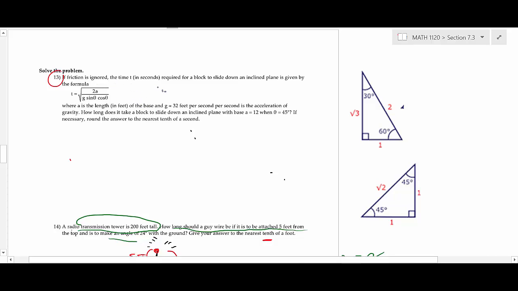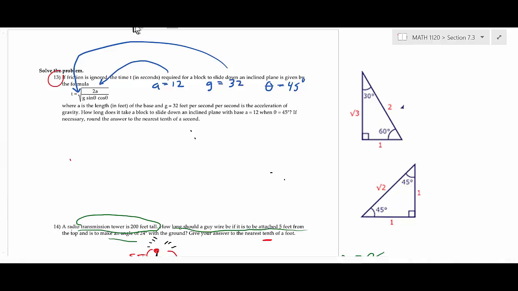So one thing is A is equal to 12. So we're going to plug the A in there. The other thing is G is 32 feet per second. So that's going to plug in there. And then theta is 45. Okay, now don't worry about the units on this. The units are all going to work out. Just plug in your numbers.